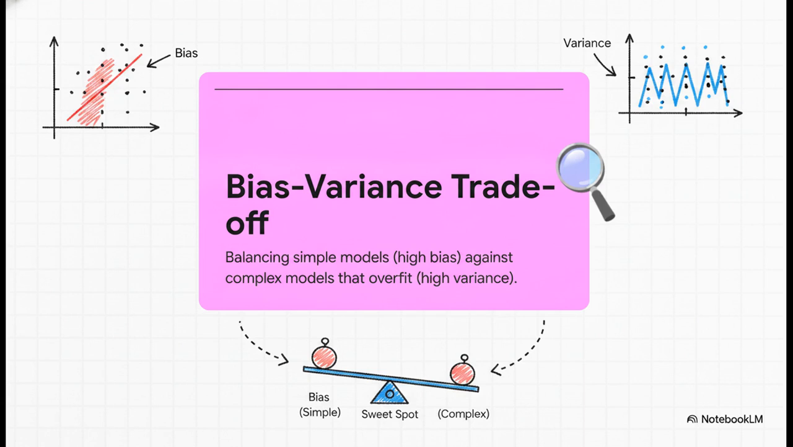Variance is the exact opposite. It's the error introduced when your model is way too complex and becomes overly sensitive to random noise, which leads to overfitting. The entire goal of visual evaluation is finding that perfect sweet spot on the seesaw, ensuring the model is actually going to perform reliably out in the real world.